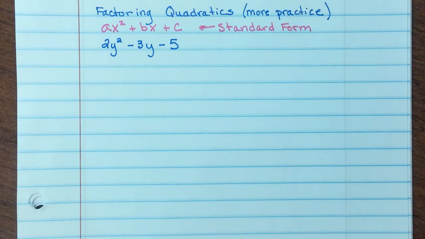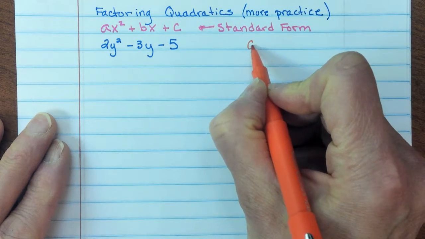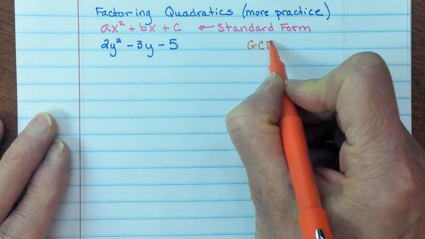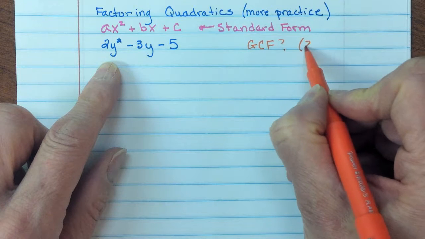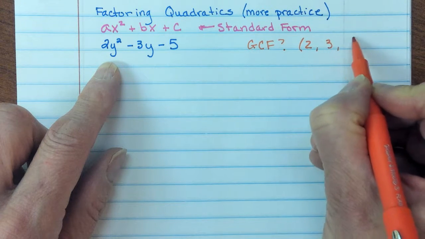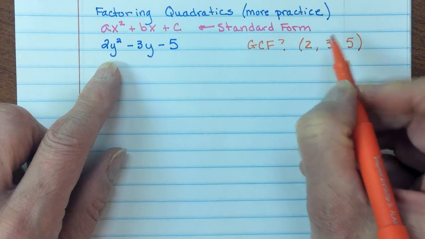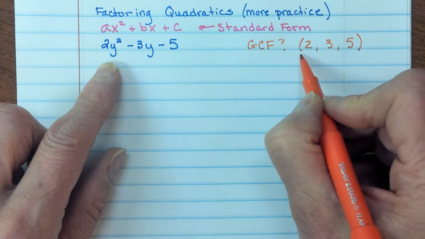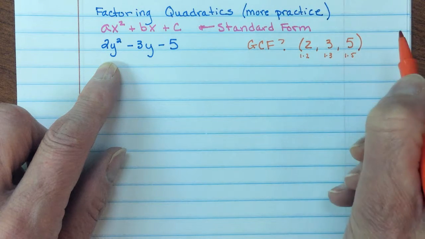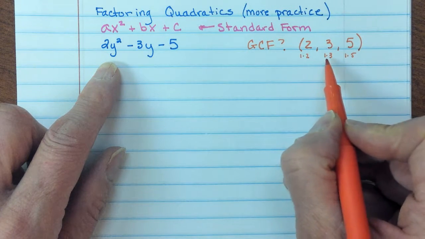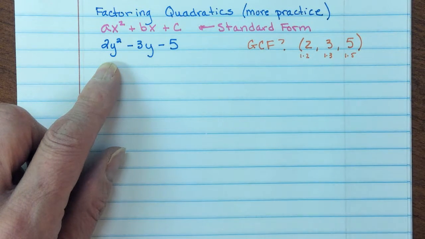Rule number two is I need to look for the greatest common factor. So do I have a greatest common factor? I'm looking for the factors between 2, 3, and 5. These are all prime, so this is the same as 1 times 2, 1 times 3, 1 times 5. And the only factor they have in common is 1. So is there a greatest common factor? The answer is no.